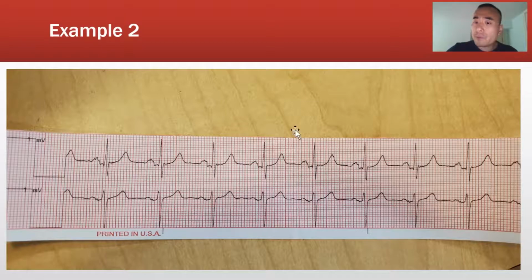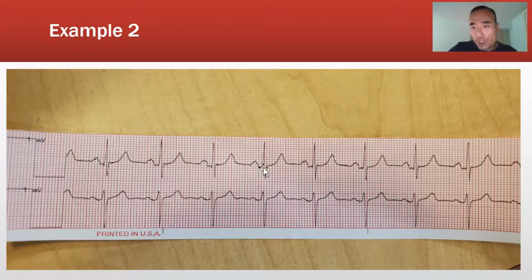Number 3, our PR interval. We're going to count from the beginning of the P wave right until the beginning of the R wave. So we're going to count the little P wave, the little heel. I counted 4 tiny squares, which is 0.16 seconds. And it falls between the 0.12 to 0.20, which is normal. Third criteria met.